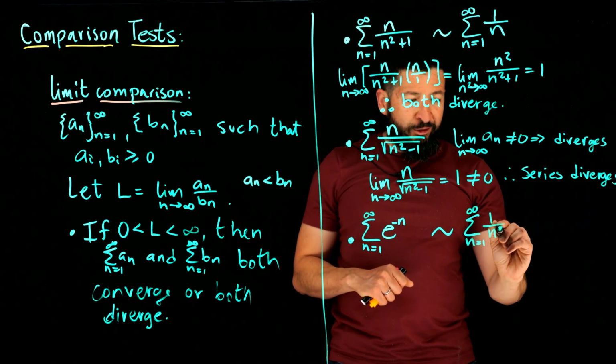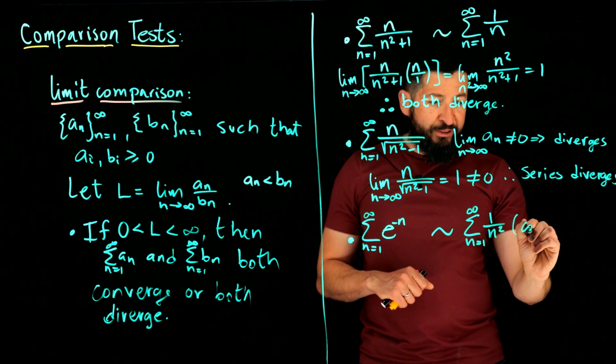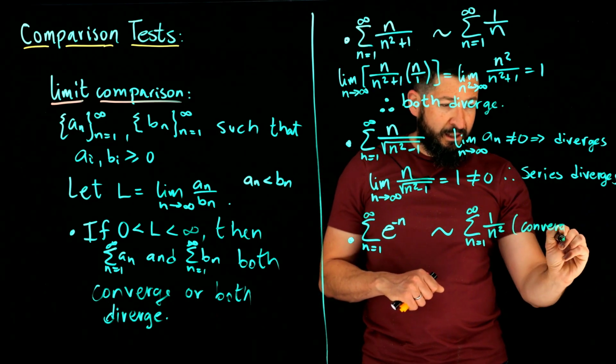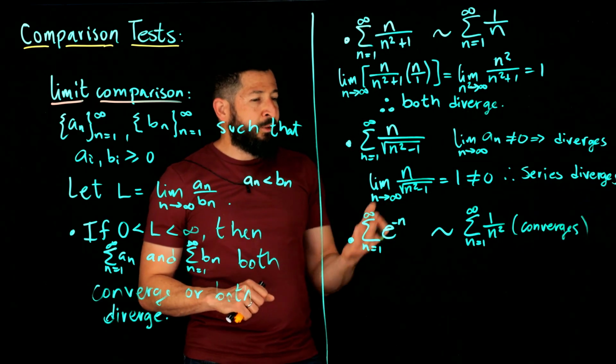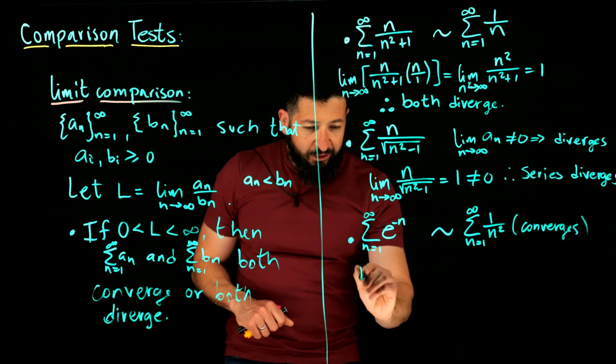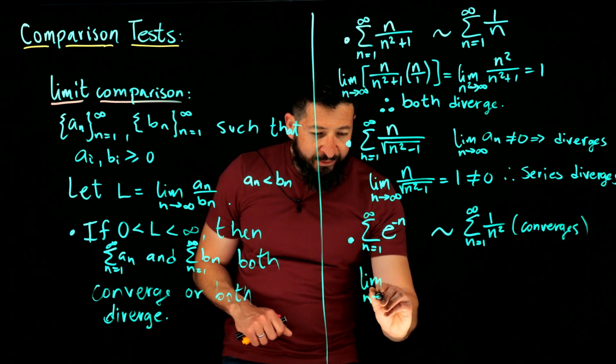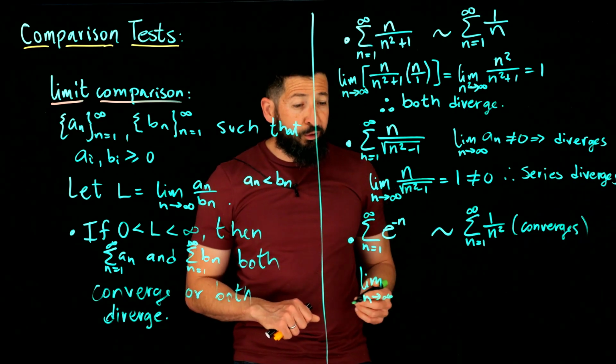1 over n squared, which converges. And I'm going to use that other part of the theorem I told you that we don't often use, but this is a time when you would actually use it. So let's take a look at the limit as n goes to infinity. And for these ones, it does matter what order you pick it.